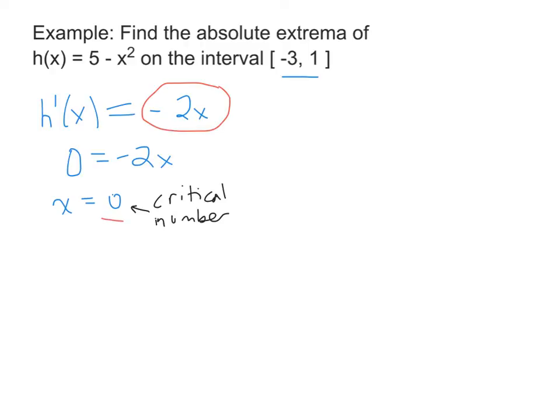So I'm going to need to evaluate my function at that critical number, also at the endpoints, at -3 and at +1. If you want to put this into a chart or a table, that's fine. But so this is going to be 5 minus -3 squared.